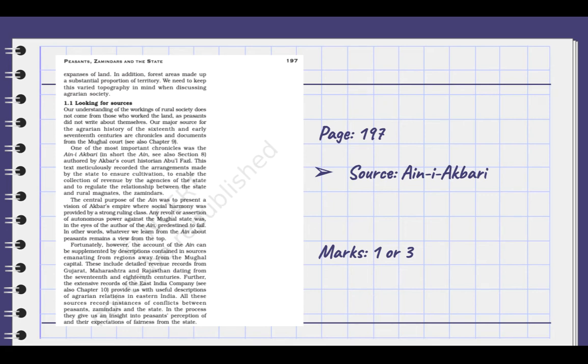So not only this Ain Akbari, but you also have local sources from Maharashtra and Rajasthan as well. So you may get a 1 or 3-marker question on the sources.